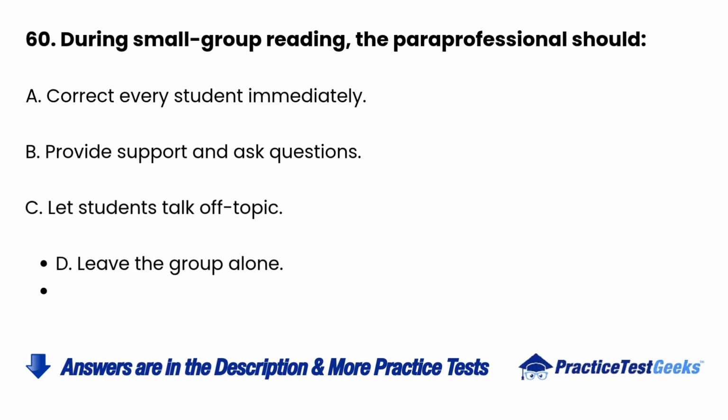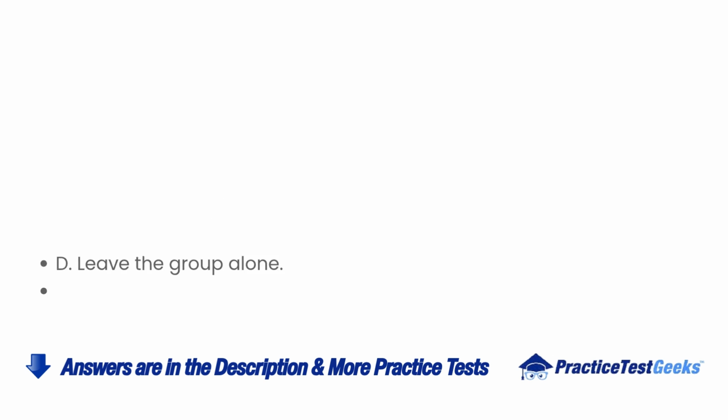60. During small group reading, the paraprofessional should: A. Correct every student immediately. B. Provide support and ask questions. C. Let students talk off topic. D. Leave the group alone.